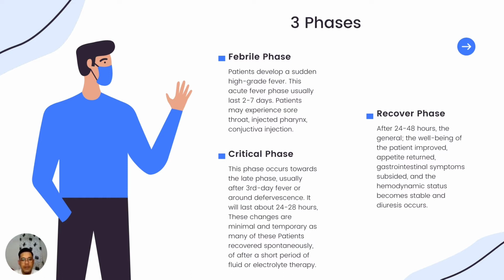So the first one is the febrile phase. Usually, patients develop a sudden high-grade fever. This acute fever phase usually lasts 2 to 7 days and is often accompanied by facial flushing, skin erythema, general body aches, myalgia, arthralgia, and headache. Some patients may experience sore throat, injected pharynx, and conjunctival injection.